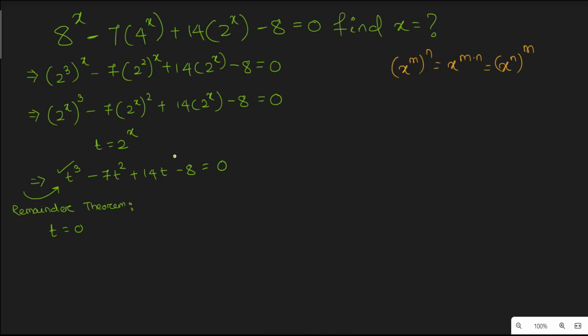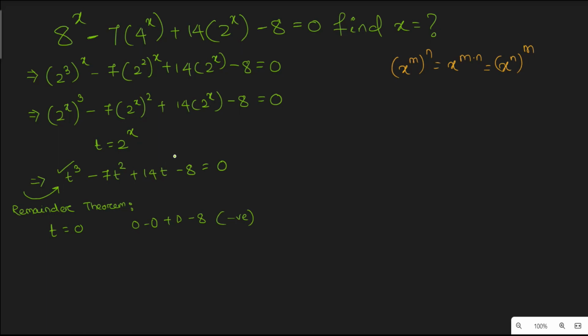So now this is 0 cube equal to 0, minus 7 into 0 is equal to 0, plus 14 into 0 equal to 0. This is minus 8. So the answer is negative and it is not 0. Hence t equal to 0 is not a root.